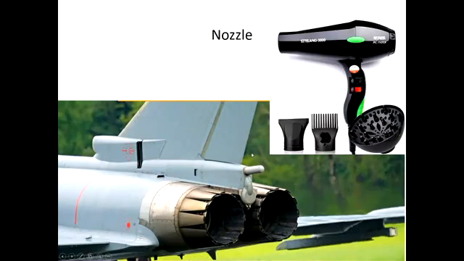Nozzle. This is a military aircraft. So here you can see the nozzle, where the combustion part is happening somewhere here, and then going through the turbine. At the end of the turbine, you have the leftover enthalpy, which is going through the nozzle to produce the thrust.